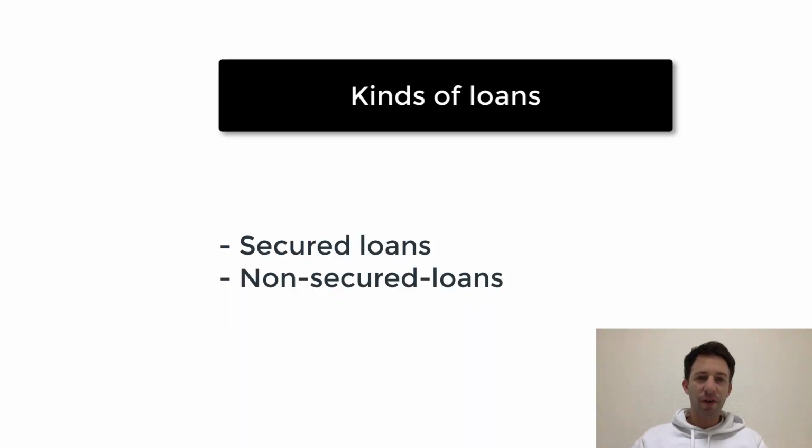The other kind of loan, called a secure loan, requires the borrower to provide an asset in exchange of the money that is lent. We call this asset the collateral. At the end of the loan, if the borrower does not reimburse the money, the collateral will be given to the lender to cover for the losses.